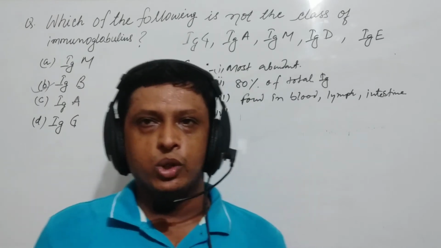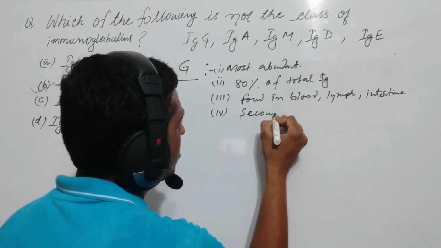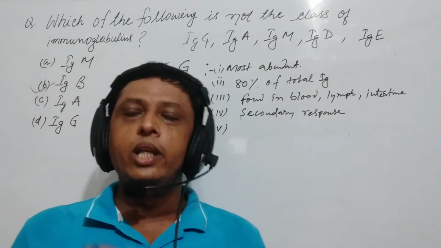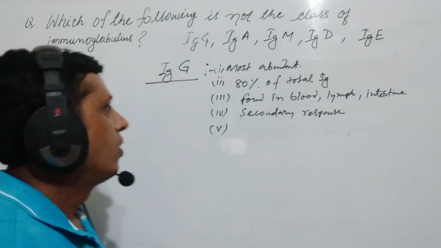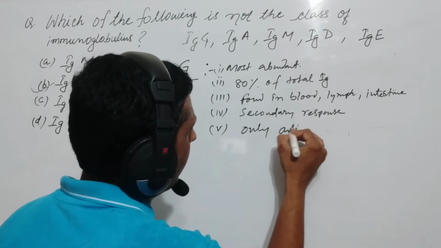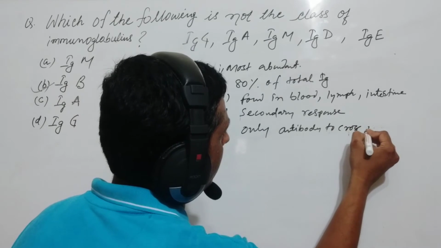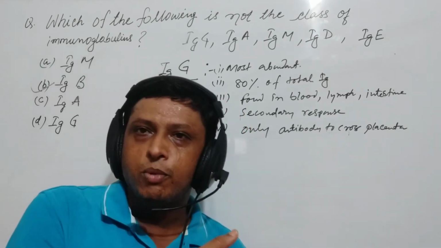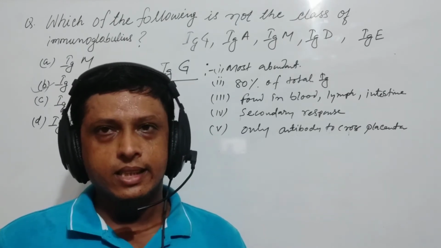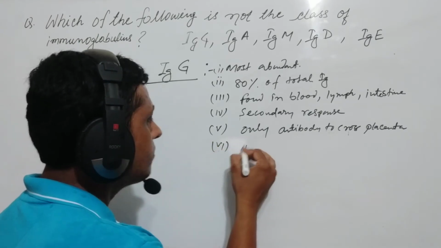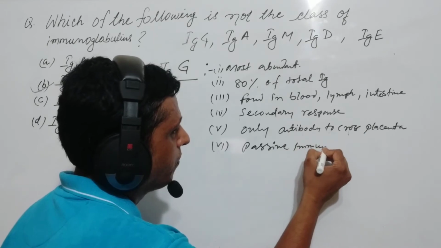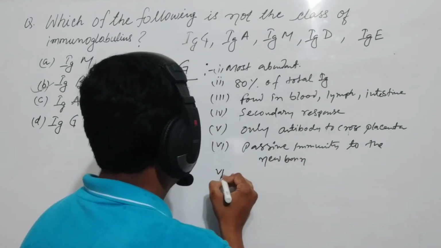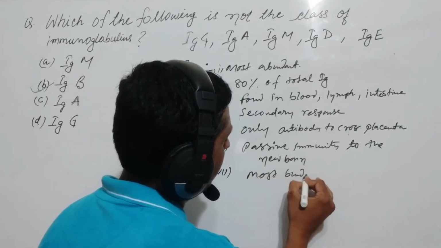IgG produce secondary response to infection. And very important, IgGs are the only antibodies or immunoglobulins which can cross placenta. So we can say only antibody to cross placenta. That means these antibodies are passed from mother's body to the developing embryo or fetus. So we can say they provide passive immunity to the newborn. And due to this, most abundant in newborn.